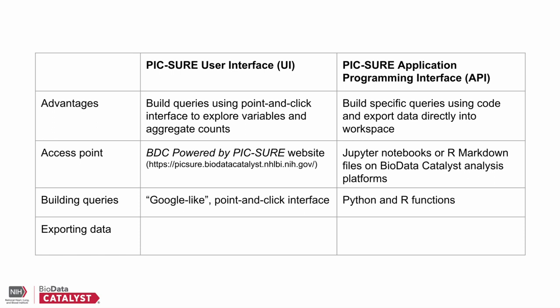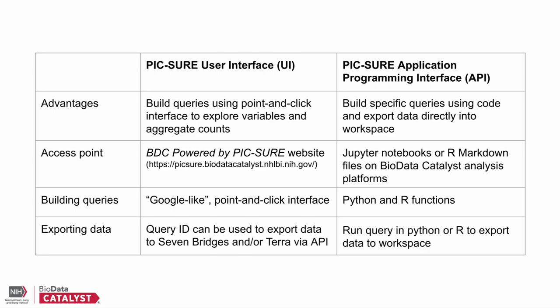Users can search for terms in the Google-like search interface and point and click to build queries in the UI. In the API, users utilize Python and R functions to build these queries. Finally, a user can export data from the UI using a dataset ID, which is then used in an analysis workspace to retrieve the data frame. In the API, a user simply runs a query and uses code to export the data directly into the workspace.